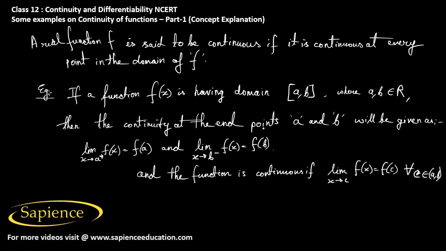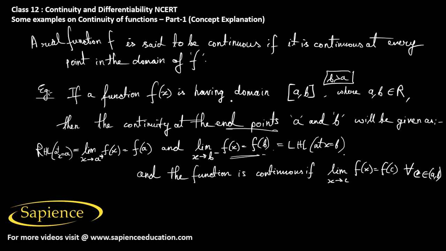So it means that at the endpoints it should be continuous. At the endpoint b, b should obviously be greater than a. If it is continuous at b, then f of b should be equal to the left hand limit at x equal to b. And for continuity at the endpoint a, f of a should be equal to the right hand limit at x equal to a. Then I will say that the function f of x is continuous in the closed interval a to b.